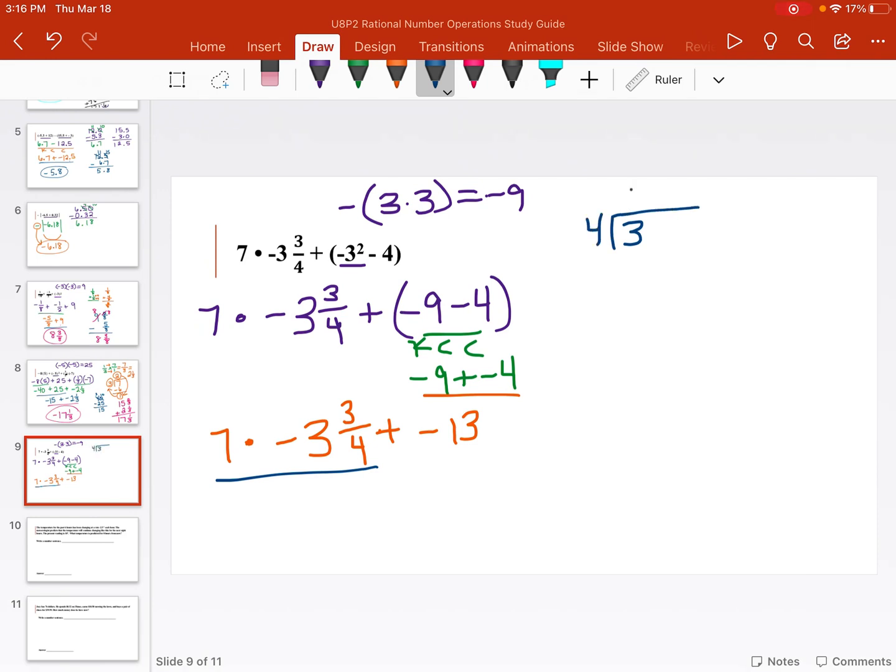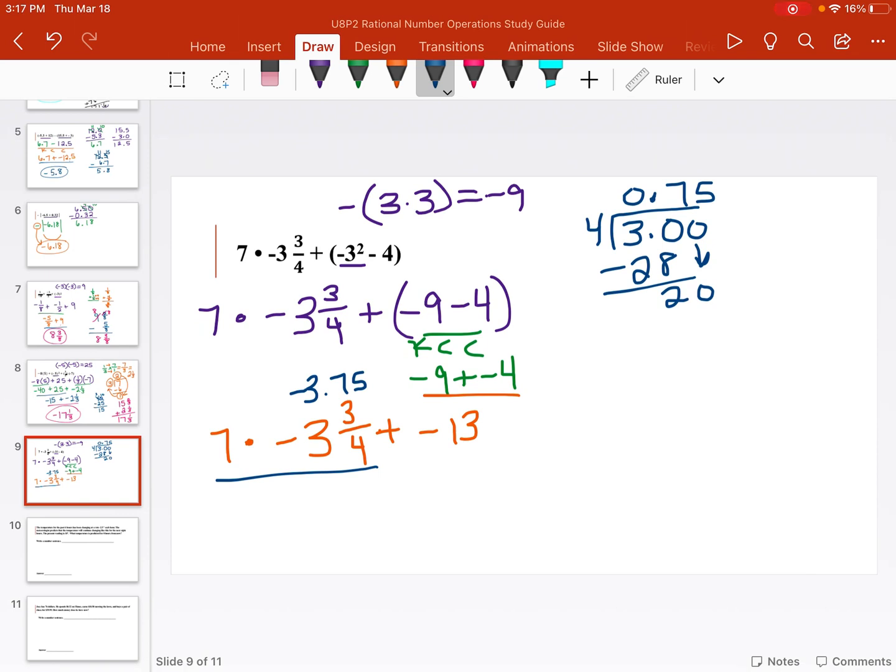3 divided by 4 goes in 0 times. Add my decimal and my 0. That goes 7 times, which is 28. 2 left over. Bring down another 0, and that goes in 5 times. So I'm getting 0.75. So -3.75 is what this is equal to.